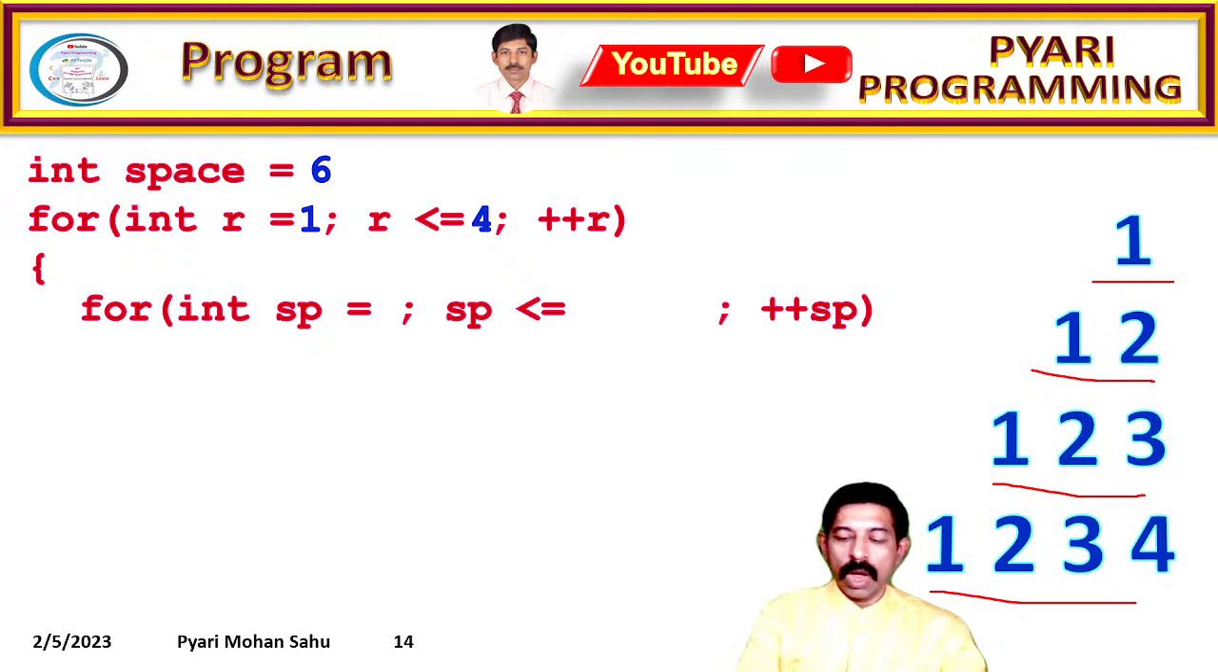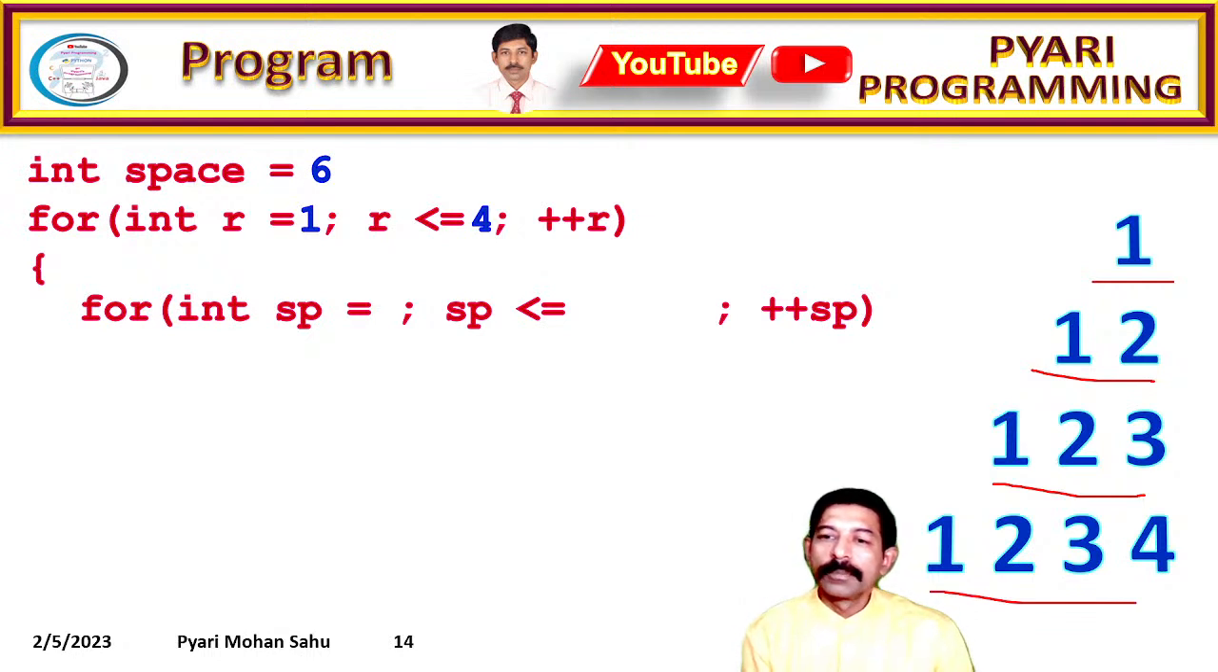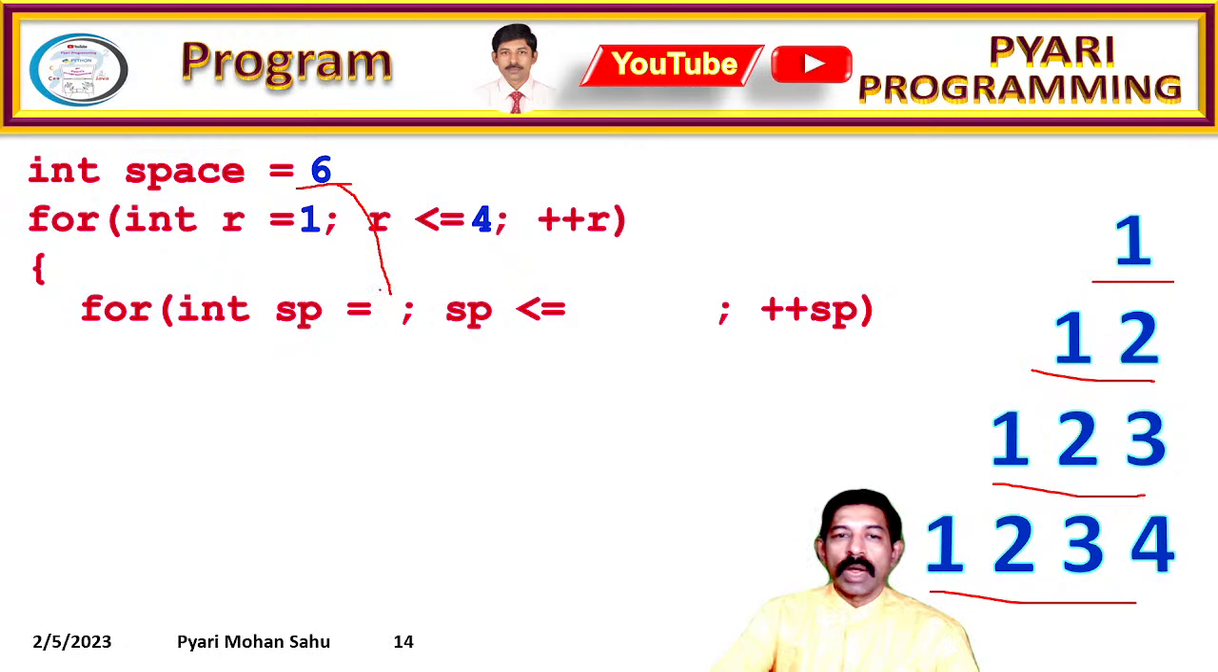Next, now we'll check the space. SP is equal to how much? What will the space be now? The initial value of space. Initially, how many times do I need to move? Based on that, the initial value has to be decided. What should be the initial value of space? How many spaces are required? Based on that, the initial value has to be decided. Space initial value is 6. How many spaces do I need?